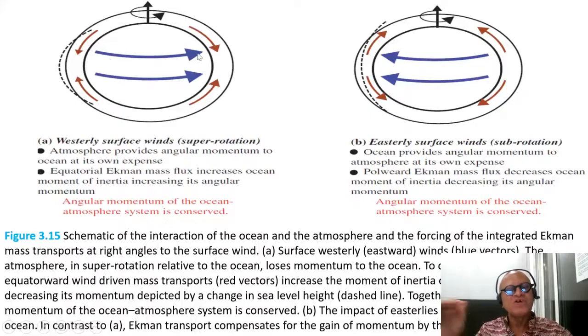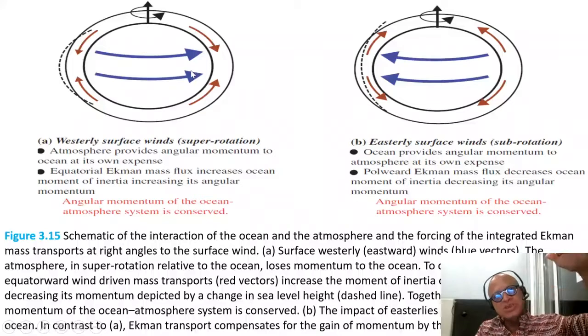So you are going to converge mass, and you're going to sink it or downwell it, which is going to increase the mass and create this bulge in the sea surface. And his argument is that this increased inertial mass, inertia of the ocean because of increased mass, leads to conservation of angular momentum. So the atmosphere is giving angular momentum to the ocean, and the ocean is increasing its mass because of this convergence and acquiring the angular momentum.